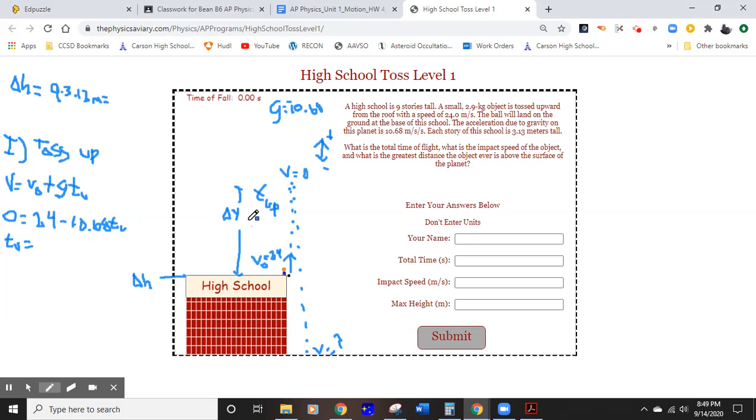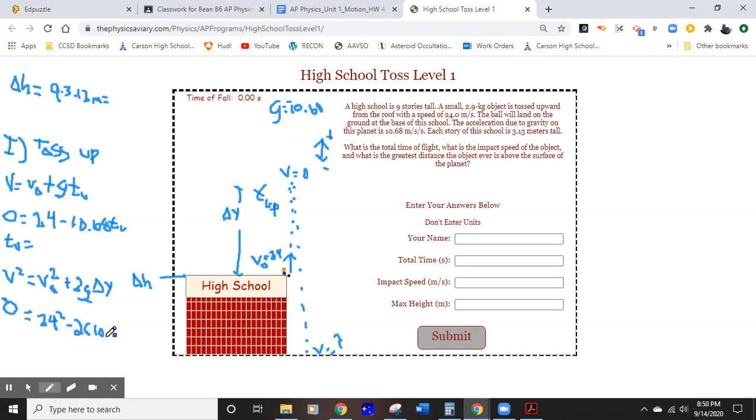Now, what else? Can we find this delta y based on the information we have right now? What is this delta y? So let's take a quick look here. Let's see what we might be able to use. I think we can use v squared equals v0 squared, plus, I'm going to put plus for right now, 2g delta y. So again, the final velocity is going to be 0. The initial velocity we know is going to be 24, but it's got to be squared, right? 24 squared, and we put minus 2 times 10.68.